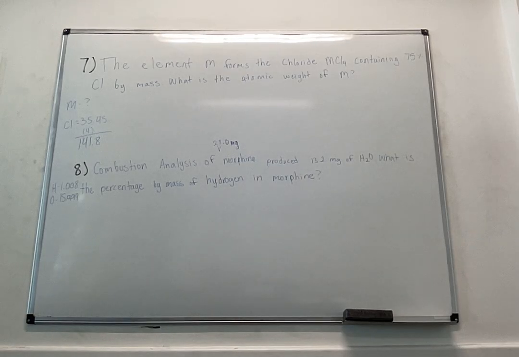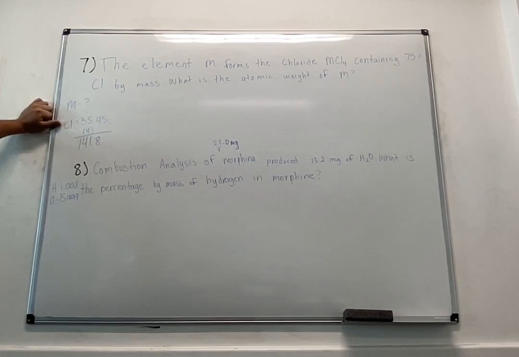Okay, this is chapter 3, questions 7 and 8. 7 is the element M forms the chloride MCl4 containing 75% Cl by mass. What is the atomic weight of M? Okay, so we got M unknown, little question mark right here.